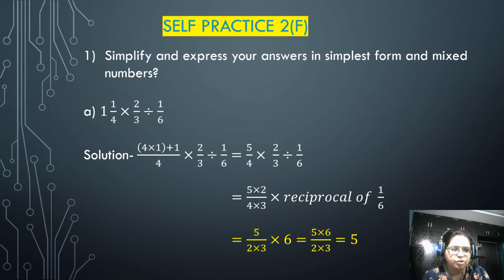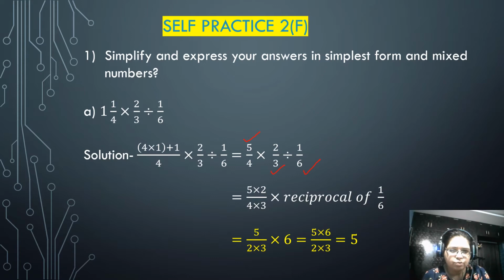First we convert this mixed fraction 1 1/4 into an improper fraction, that is denominator 4 multiplied with whole plus numerator divided by denominator. 4 multiplied with 1 plus 1 divided by 4, that is 4 multiplied with 1 is 4, 4 plus 1 is 5, 5 divided by 4. This is the improper fraction of this mixed fraction 1 1/4. Then multiply with 2/3 division of 1/6.